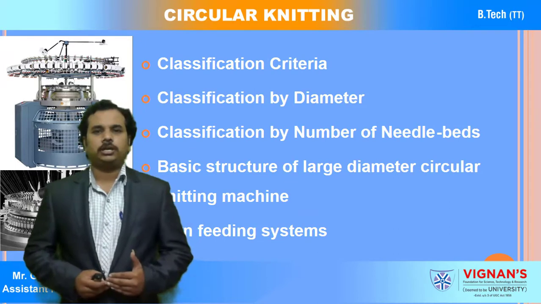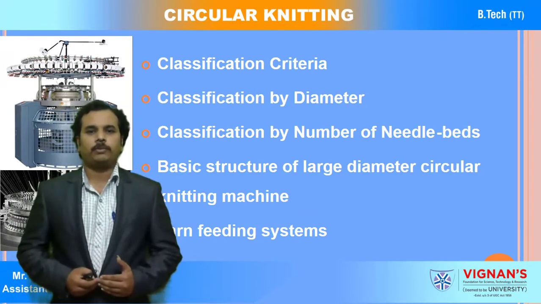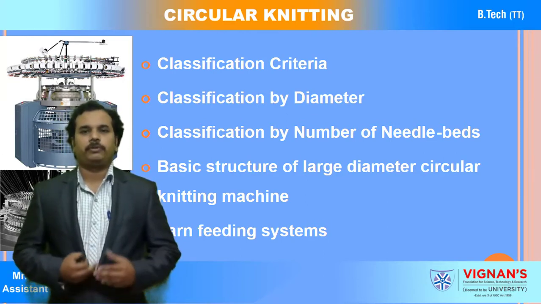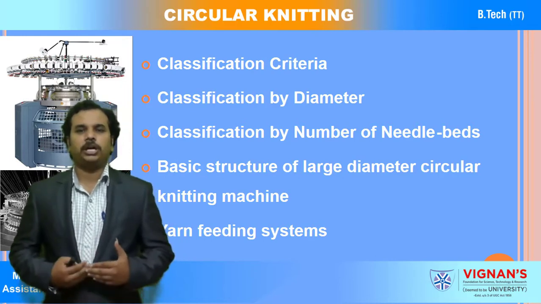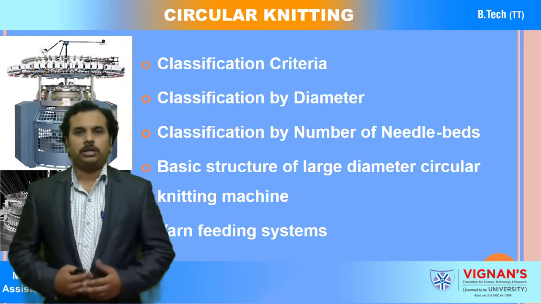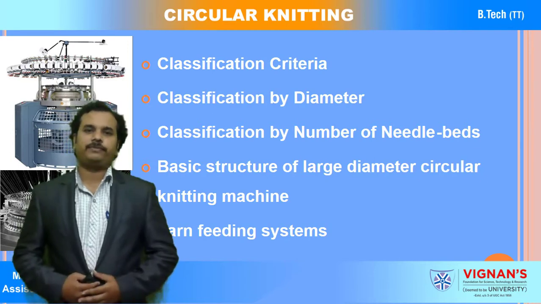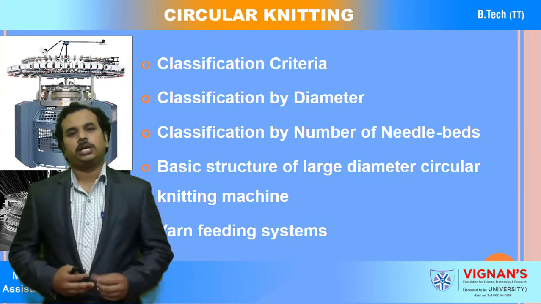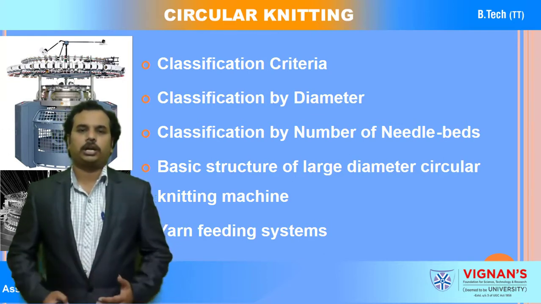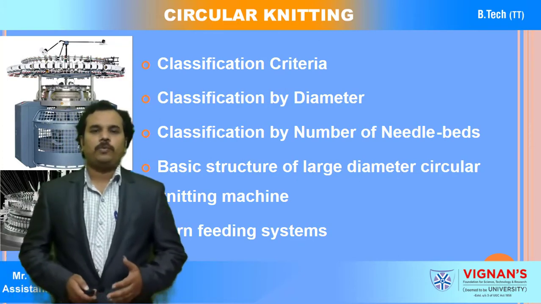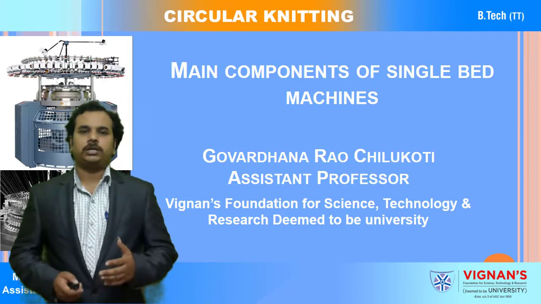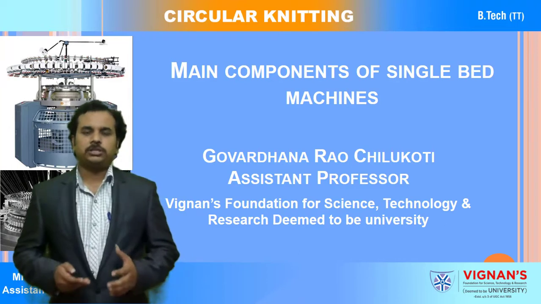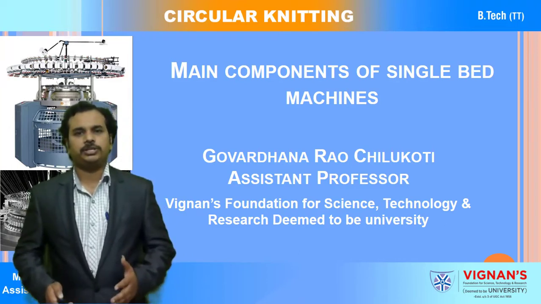In the previous sessions we discussed the classification criteria and complete classification of knitting machines as per diameter and needle bed, large diameter circular knitting machines and their structure, and yarn feeding systems in circular knitting technology. Today's session we will discuss the main components of single bed knitting machines, that too single bed circular weft knitting machines.